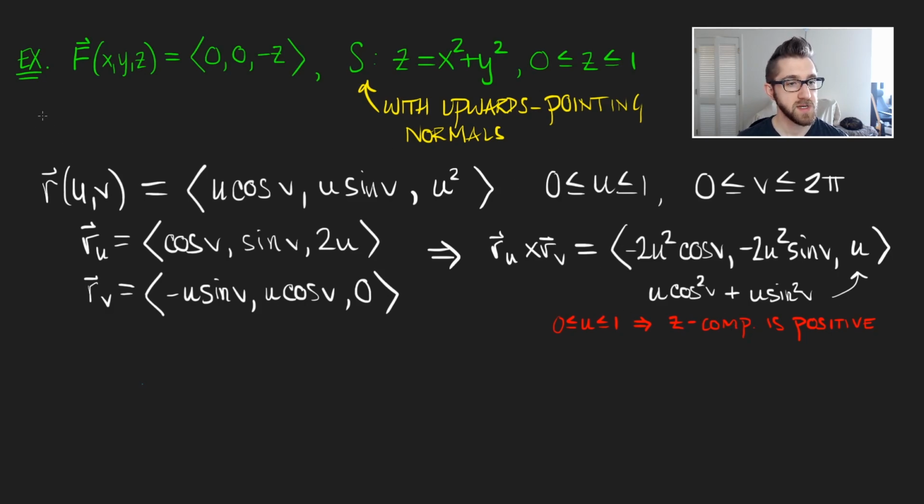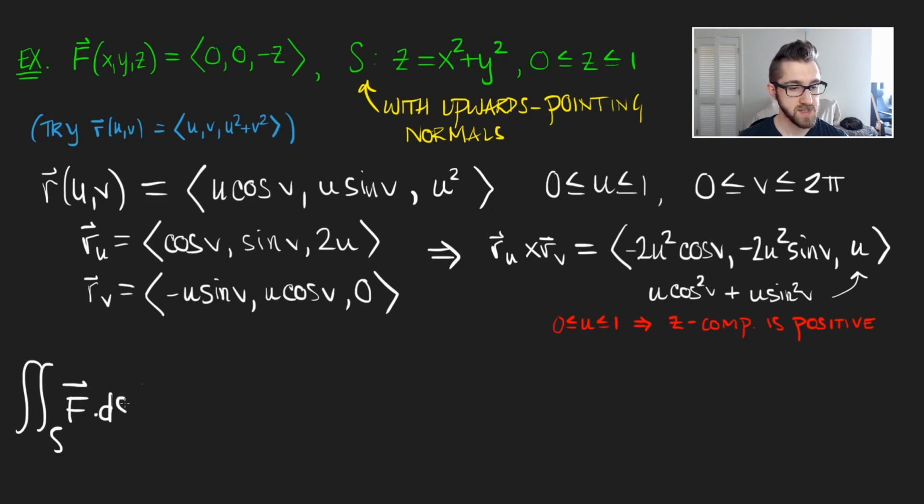I'll just take this opportunity to note that if you had used a different parameterization, such as r of uv equals u comma v comma u squared plus v squared, then you should try it. You'll get a normal vector that points downwards. I think the z component ends up being -1. And in order to make that work with this orientation, you'll have to use negative ru cross rv in your formula. Anyways, now we're ready to compute the flux integral, which again, the notation for it looks like this.